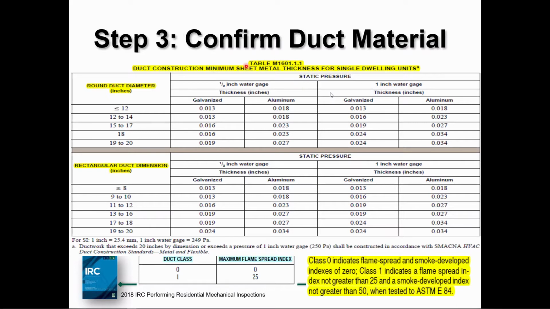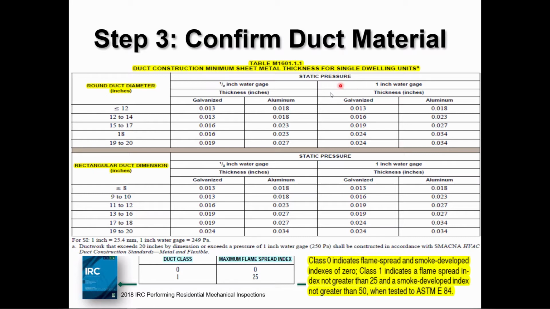Your system pressure in an HVAC ducted system is based on the static pressure in your system. 1/2-inch water column, 1-inch water column, depending on how strong your fan is. You pressurize the duct system. Basically, this table is giving you the thickness of materials based upon galvanized and aluminum and the static pressure of your system. Take a good look at this table here.